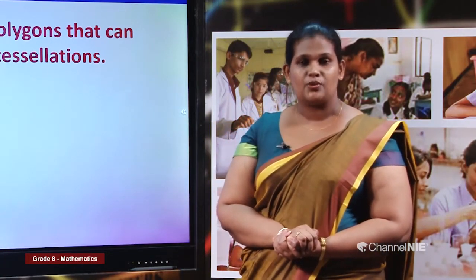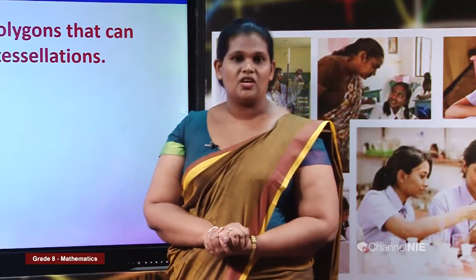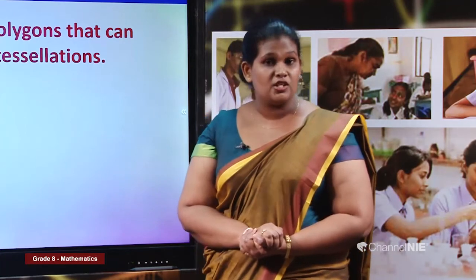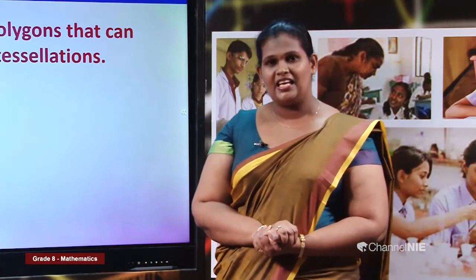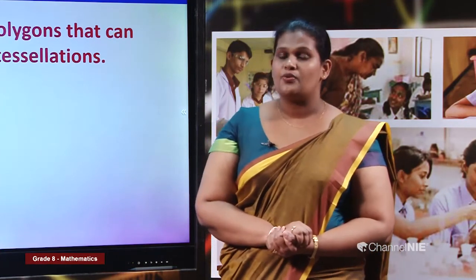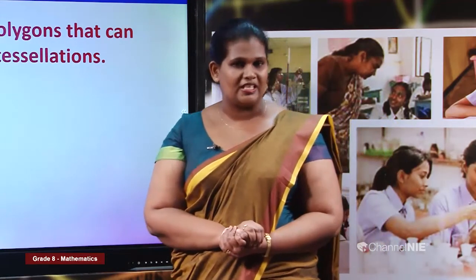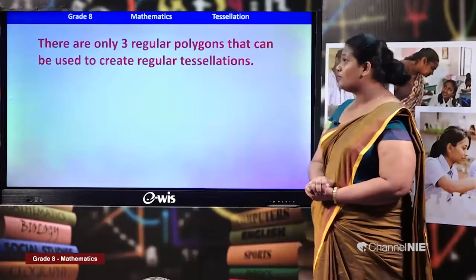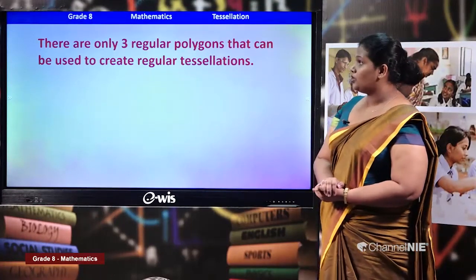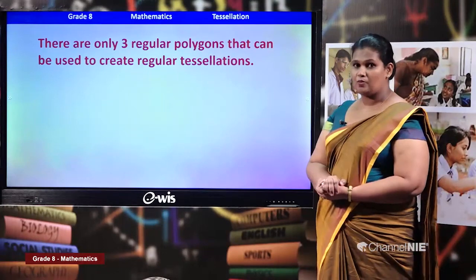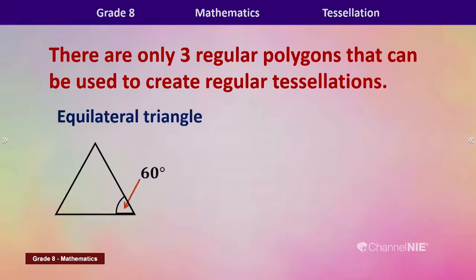Why is that? The reason is, if 360 degrees is not divisible by the magnitude of an interior angle of a regular polygon, then we cannot construct regular tessellations using those regular polygons. So, as I have mentioned here, we have only 3 regular polygons that can be used to create regular tessellations. So, what are those 3?